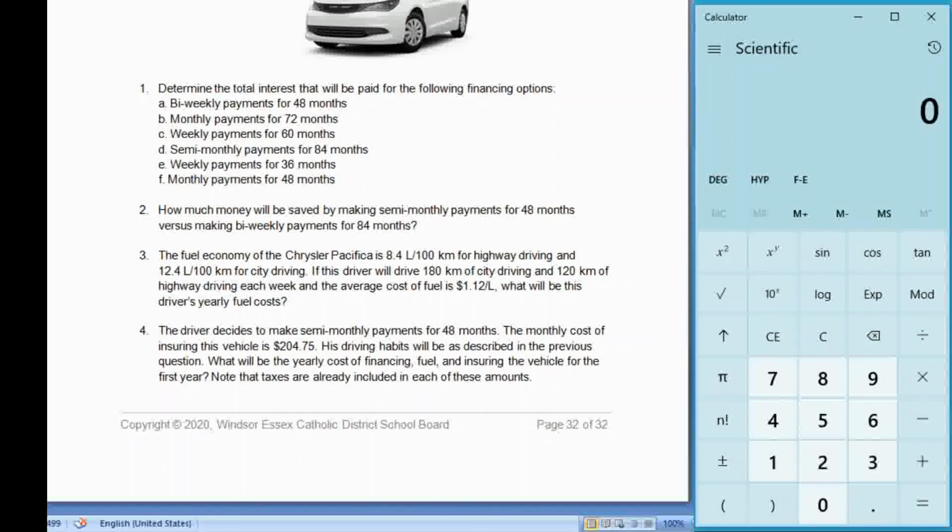calculate how much has to be paid in for 1 year, so for 12 months of those payments, plus the 12 months of paying the $204.75 for insurance, plus the yearly fuel cost that was calculated in question 3. So that's the answer to number 4. So for number 4, you need your answer for 3, plus your yearly insurance cost, which you have to calculate, plus your semi-monthly payments for 48 months, which you would have already calculated in question 2 as well. So 4 is kind of like adding part of the solution from 2, the solution from 3, and the insurance costs from 4. And that's how you would do this.